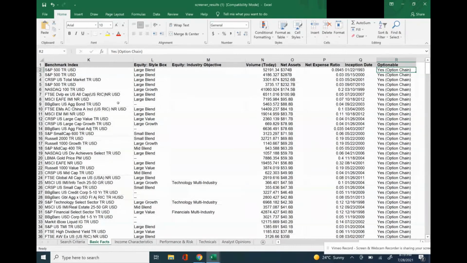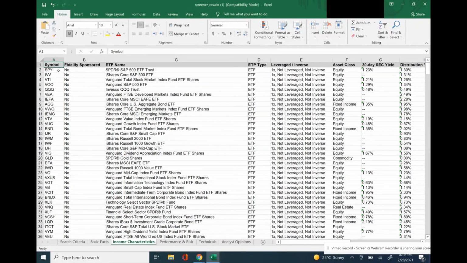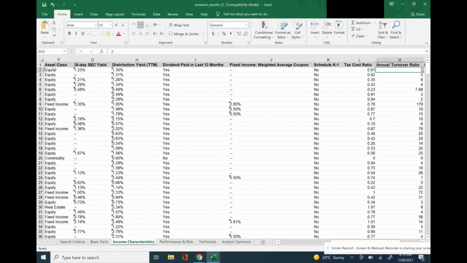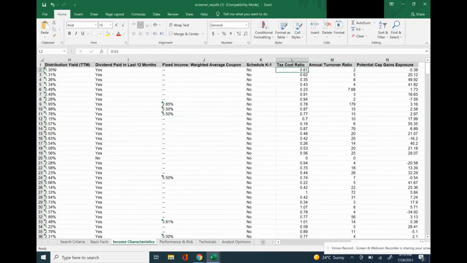Let's go into your income characteristics. Again, you're going to see a bunch of repetitions here, but I think what's important here is to understand what your 30-day yield is, as well as what your distribution yield is. Higher the number, the better it is. For those people who are interested in knowing about the tax considerations, this could be another tab that you can look at.